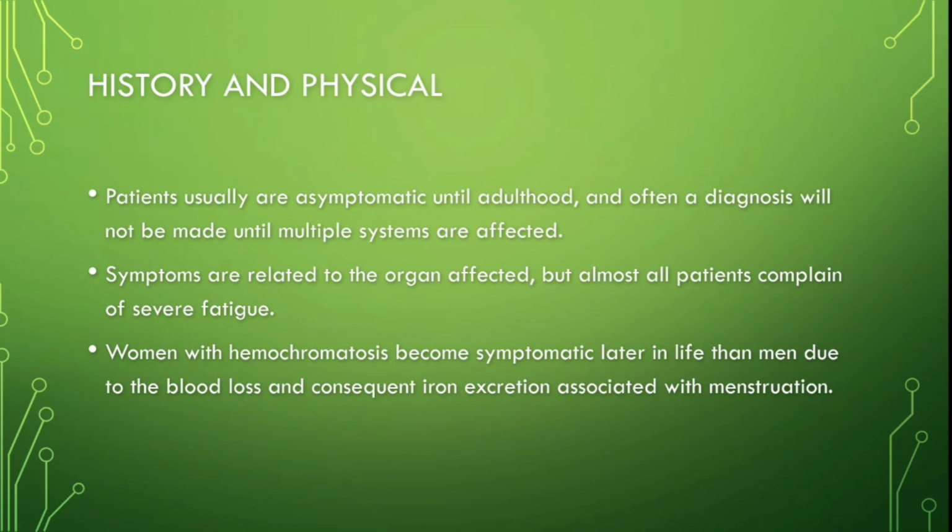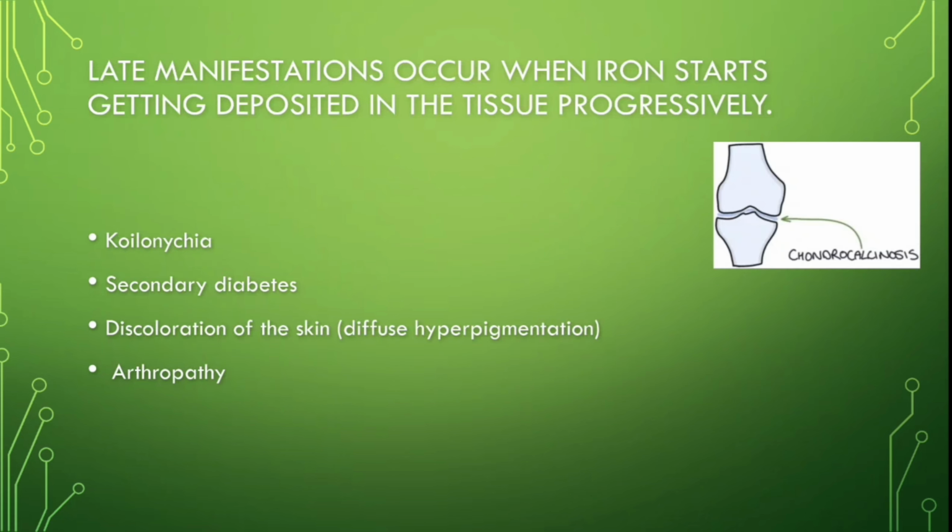On history and physical examination, patients are usually asymptomatic until adulthood, and often a diagnosis will not be made until multiple systems are affected. Symptoms are related to the organ affected, but almost all patients are going to complain of severe fatigue. Women with hemochromatosis become symptomatic even later in life than men due to the physiological blood loss that occurs during menstruation. Late manifestations occur when iron starts getting deposited in the tissue progressively.